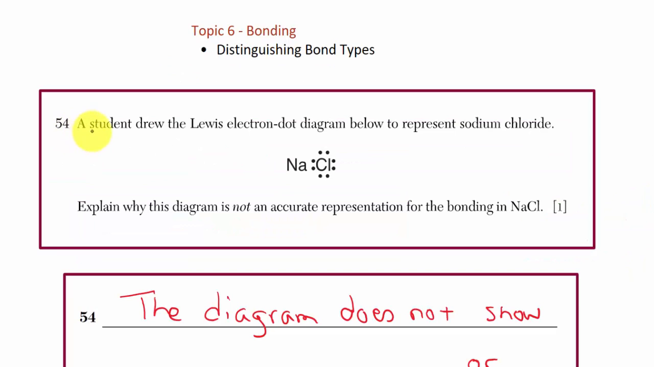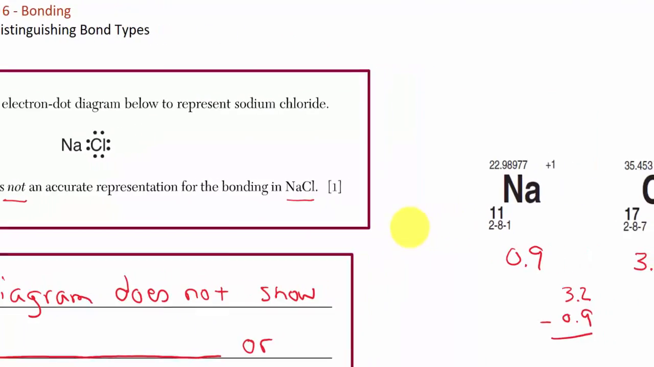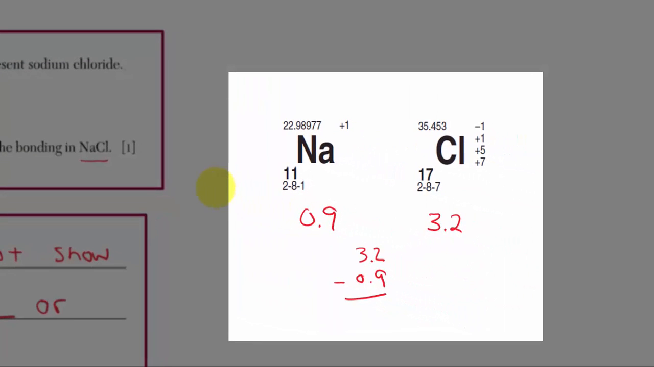Question 54. A student drew the Lewis electron dot diagram below to represent sodium chloride. Here's a student's representation of sodium chloride. Explain why this diagram is not an accurate representation for the bonding in sodium chloride. I think the best approach to understanding what's going on here is first, let's figure out what kind of bond should be existing between sodium and chlorine.